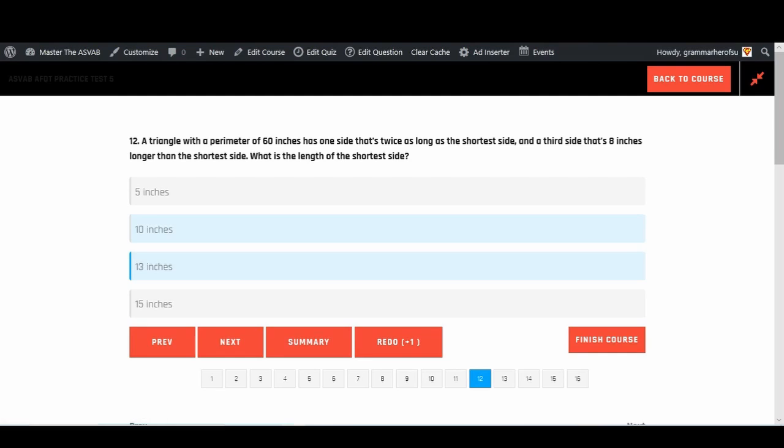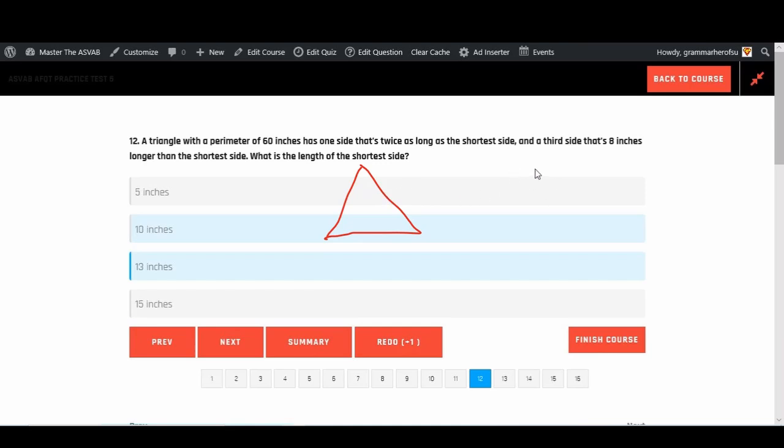All right, number 12. Number 12 says a triangle with a perimeter of 60 inches has one side that's twice as long as the shortest side and a third side that's 8 inches longer than the shortest side. What is the length of the shortest side? So again, we have a triangle. Doesn't matter what it looks like.